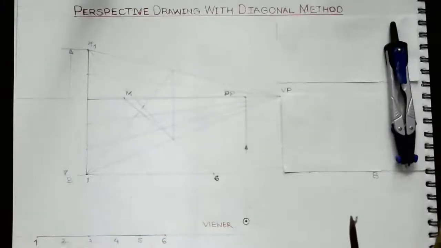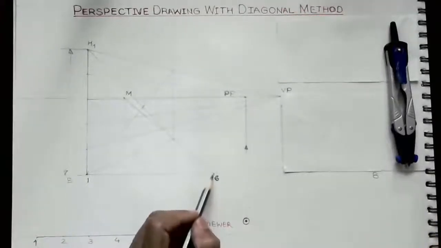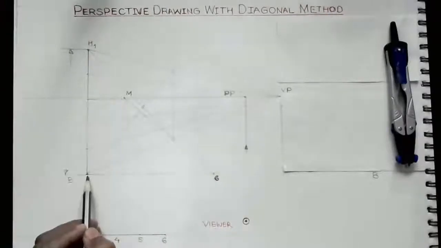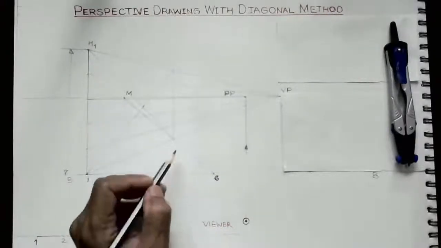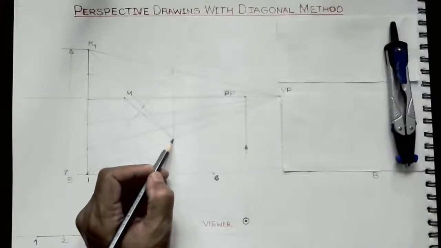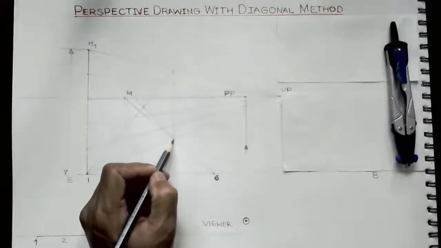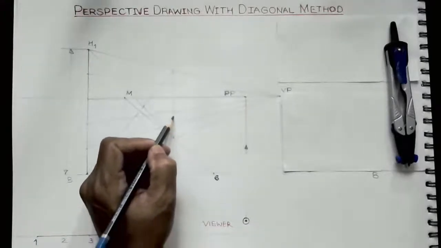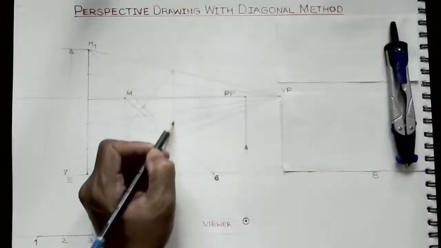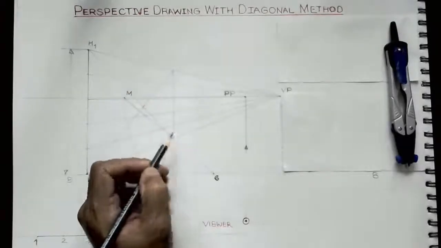What we did in the measurement point method, M1 and M2, was in my previous video. Now where I have marked 6 here, when we cross this line, you'll find an intersection point here. From here we draw this standing line, this vertical. So this happens to be the second edge.